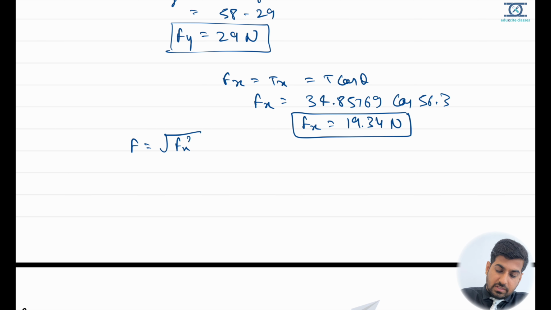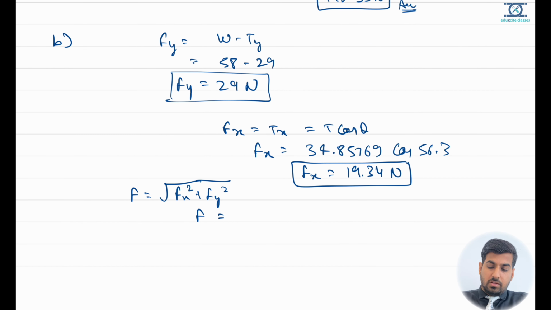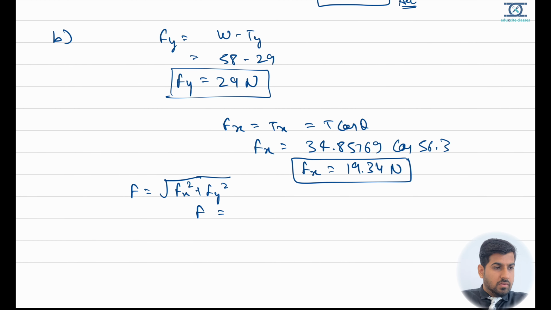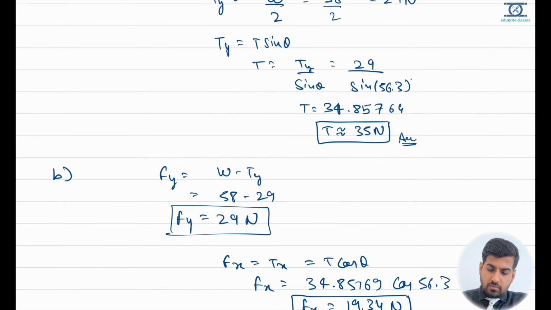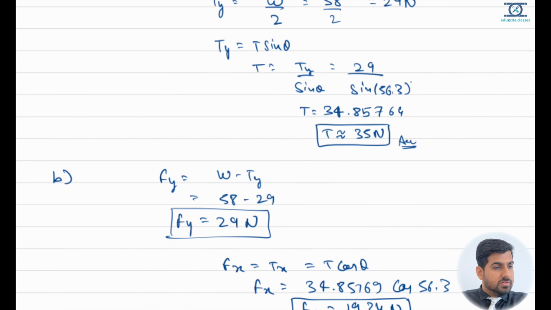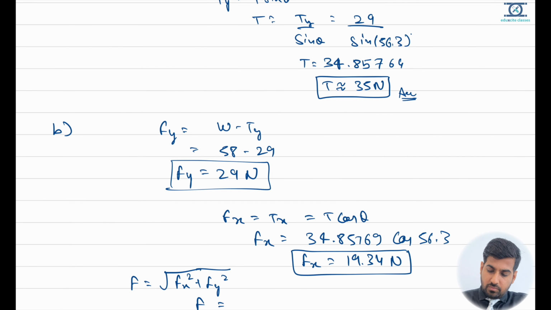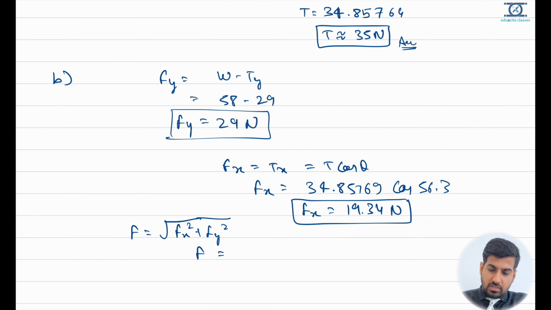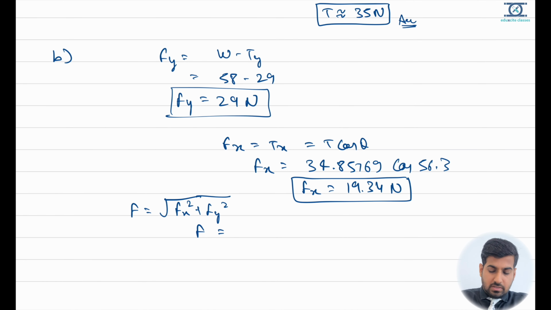Now if you solve this, putting in the values of Fx and Fy, Fy is 29 and Fx is 19.34, and taking the square root, you will get the force as 34.854, which is equal to 35 Newton.